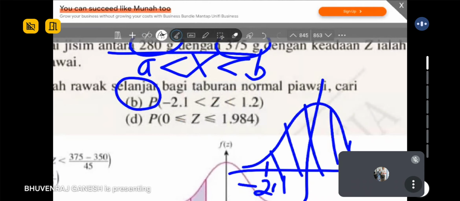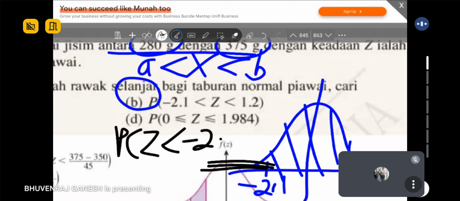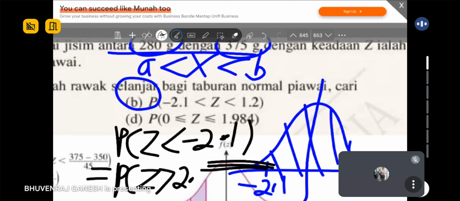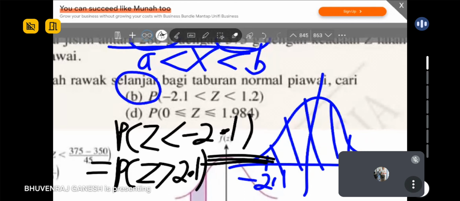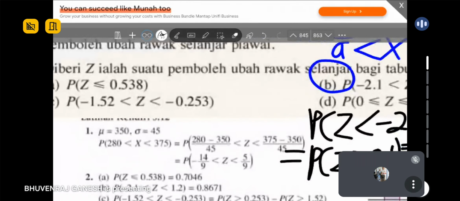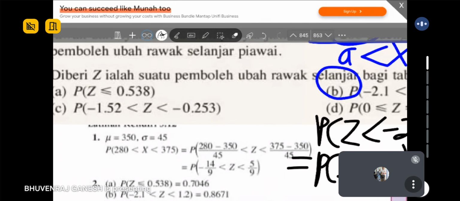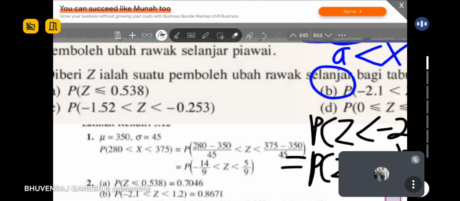So you're going to take the whole total probability 1 minus the one to the right minus the one to the left. Do you see the concept, guys? So 1 minus P(Z greater than 1.2) minus P(Z less than negative 2.1). So for P(Z less than negative 2.1), you must change. Kamu kena tukar simbol, selalunya ke arah kanan. So tukar simbol, negatif jadi positif. Then kamu rujuk jadual untuk semua nilai. Then you will get the answer of 0.8671.